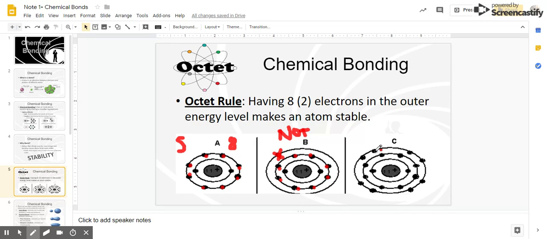Let's look at atom C. So atom C has 1, 2, 3, 4, 5, 6, 7, 8. So it also has 8, so it would be stable. It meets our octet rule.